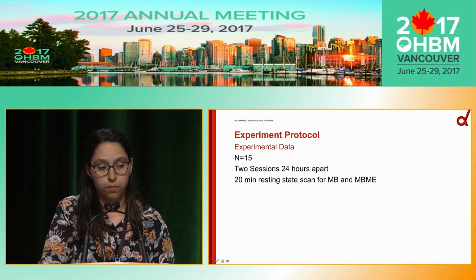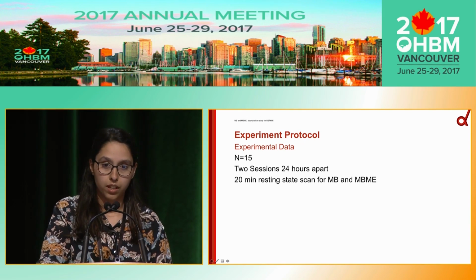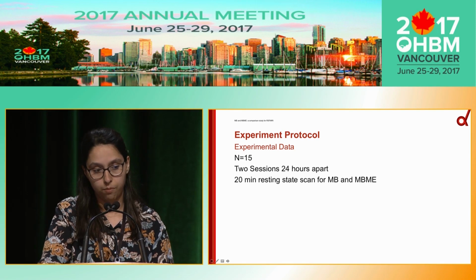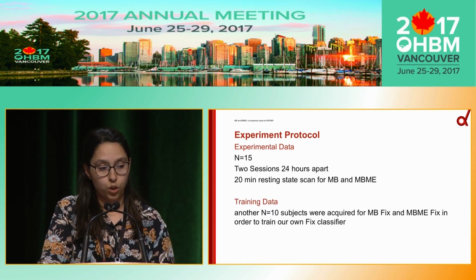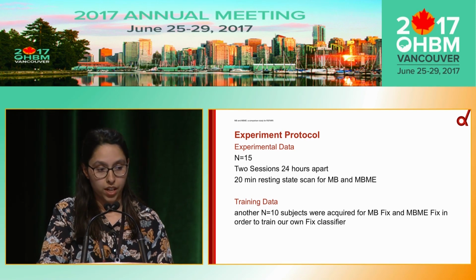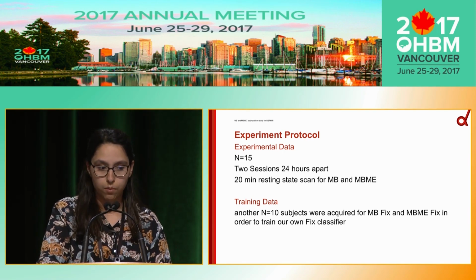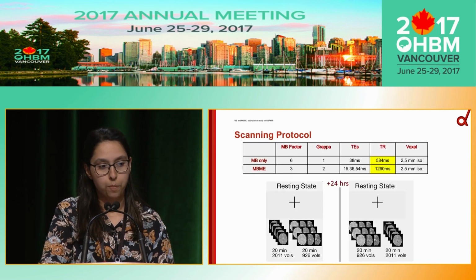Each session was a 20-minute resting state scan, for both multiband and multi-echo. We take care of the counterbalancing by acquiring the different session on the second day. We also acquired another 10 subjects as a training data set for both multiband FIX and multiband multi-echo FIX, in order to train our own classifier.